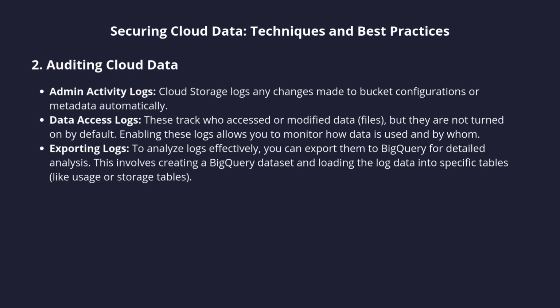2. Auditing cloud data. Admin activity logs, Cloud Storage logs any changes made to bucket configurations or metadata automatically. Data access logs. These track who accessed or modified data files, but they are not turned on by default. Enabling these logs allows you to monitor how data is used and by whom. Exporting logs. To analyze logs effectively, you can export them to BigQuery for detailed analysis. This involves creating a BigQuery dataset and loading the log data into specific tables, like usage or storage tables.